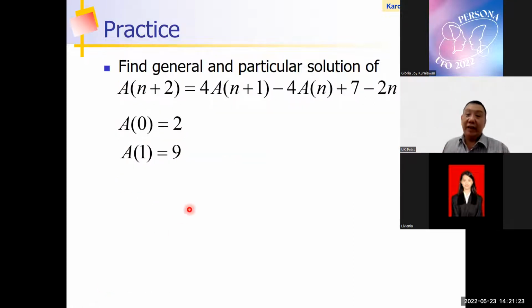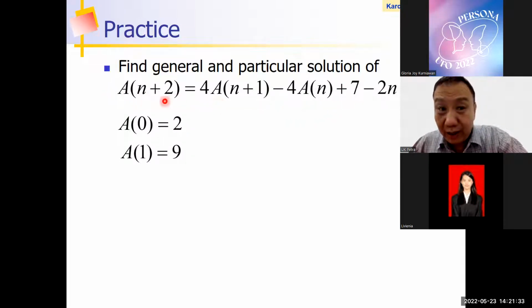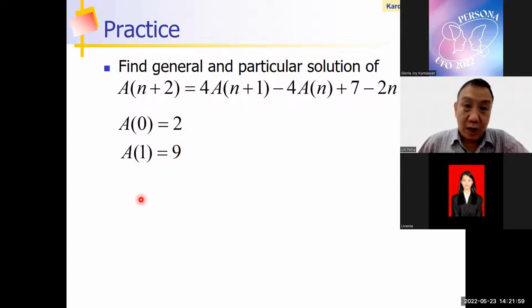Okay, so this is the example. What is this? This is second order, with the highest term and the lowest term shown. So this is a second order, linear, non-homogeneous equation, because now I have 7 minus 2n. This is the polynomial from a while ago, a simple polynomial. Of course, because this is second order, I need 2 initial values. How do we solve this problem?